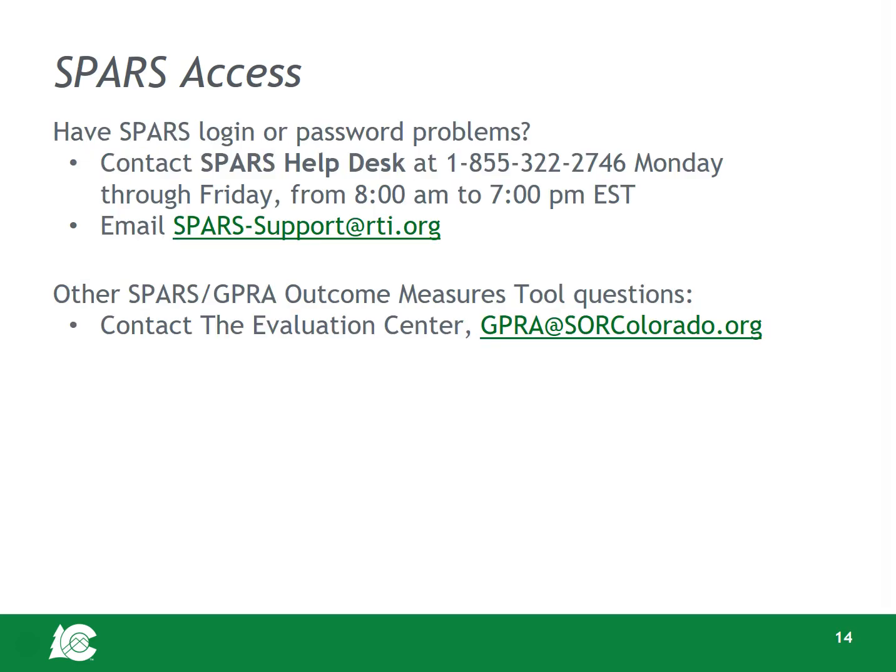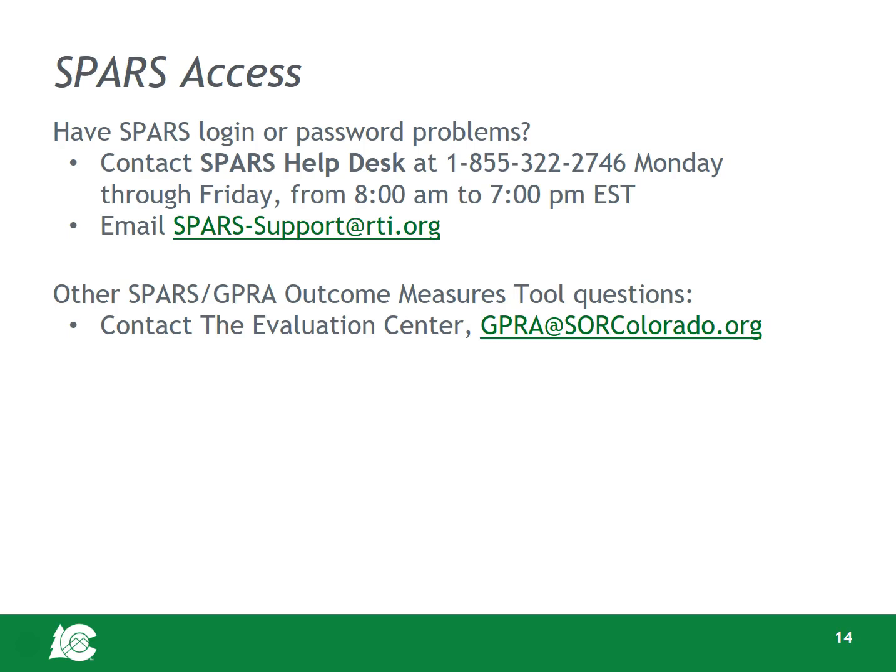Once you have access to a SPARS account, be aware that you will be required to update your password every 90 days. SPARS will send you an email notification and you will be alerted when you log into SPARS starting 2 weeks before your password expires. If at any point you are having trouble with your password or logging into SPARS, please contact the SPARS Help Desk. Their contact information can be found on this slide, on the SOAR Colorado website, or on the SPARS homepage.